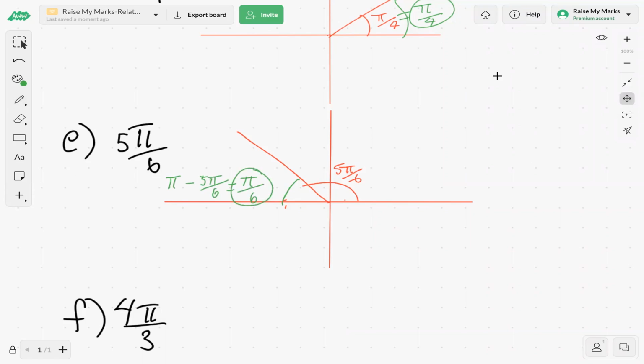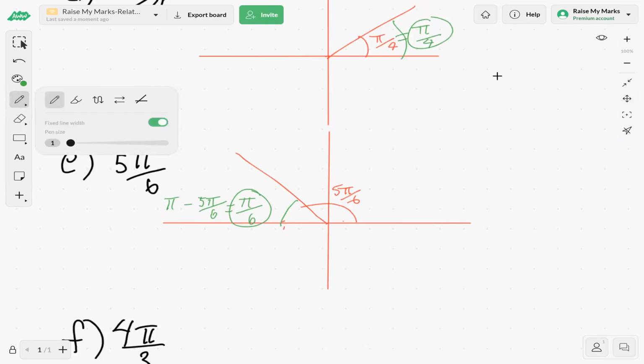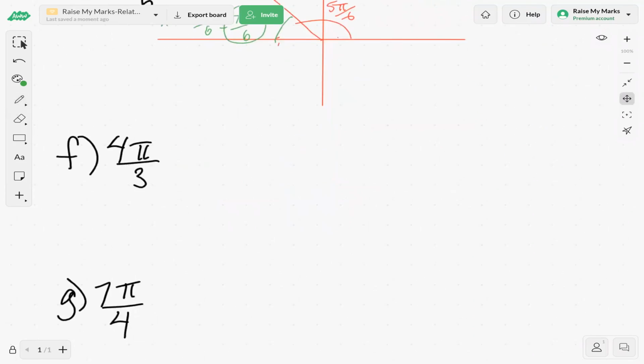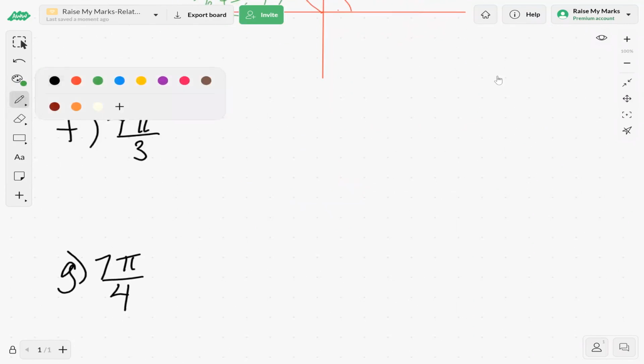So remember or recall that pi radians is 180 degrees. Okay. All right, let's have a look at the next one.